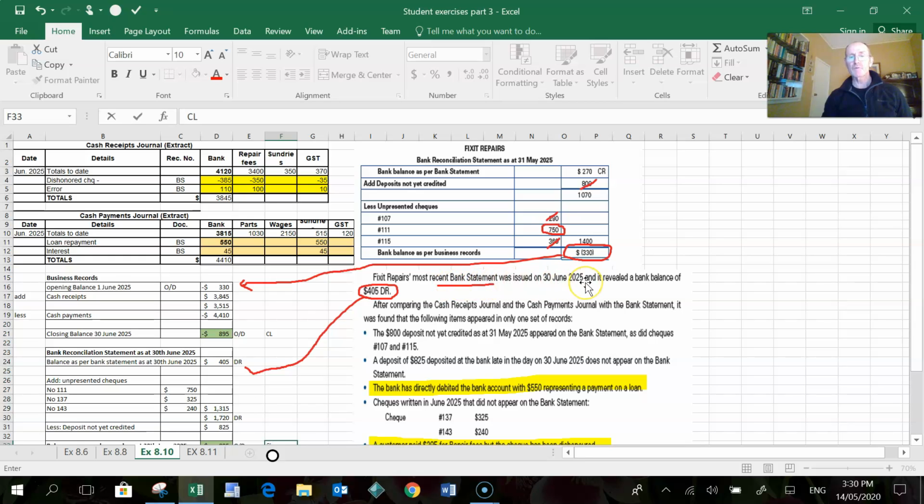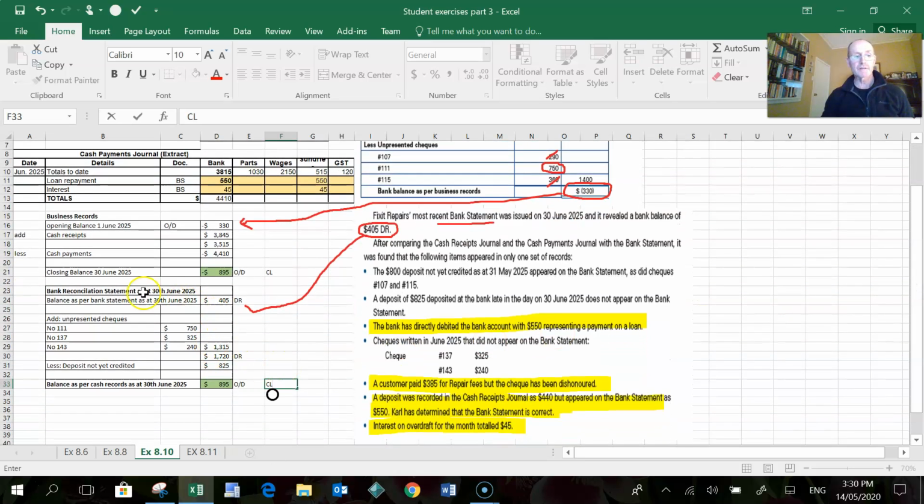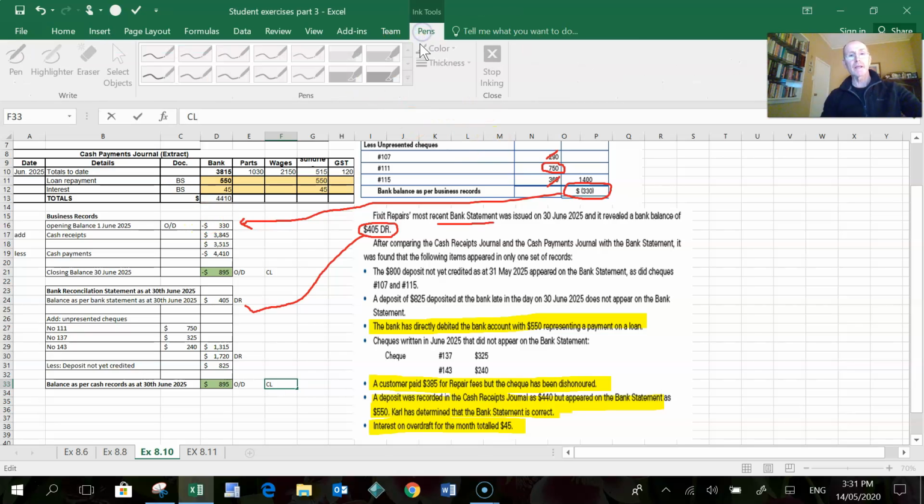Find the bank statement, which is the last day of the month, if you've got a bank statement in front of you, or whatever the question tells you it is. Put that in as the balance as per the end of the month. Then we identify what we don't know about, which you're starting to realise is dishonored checks, loans, bank charges, bank fees, interest. And then down in the reconciliation, this part here, right, we put in what the bank doesn't know about.